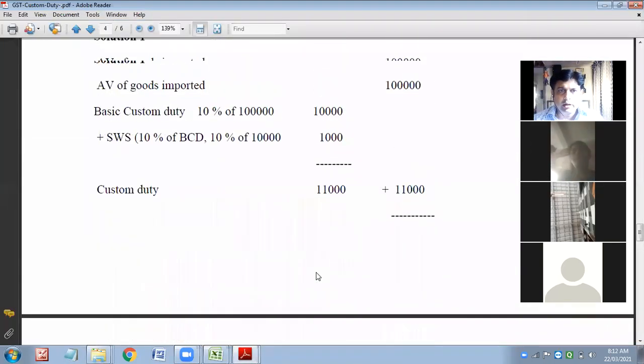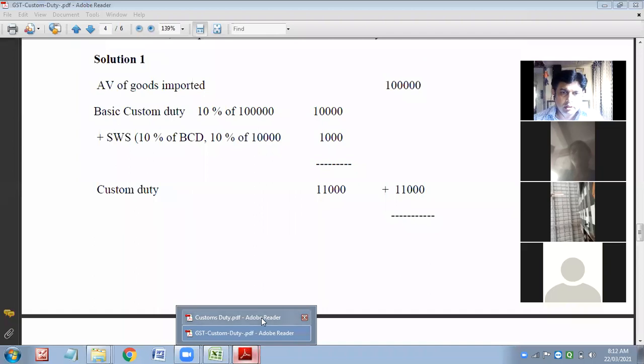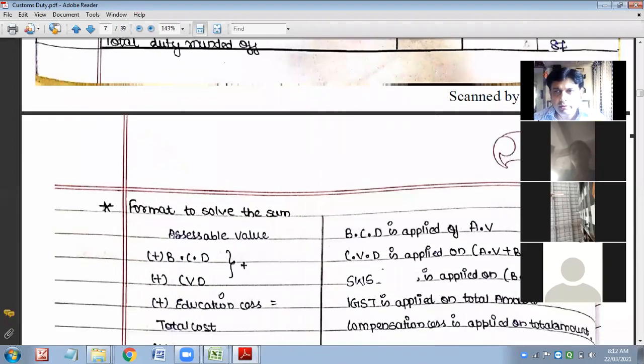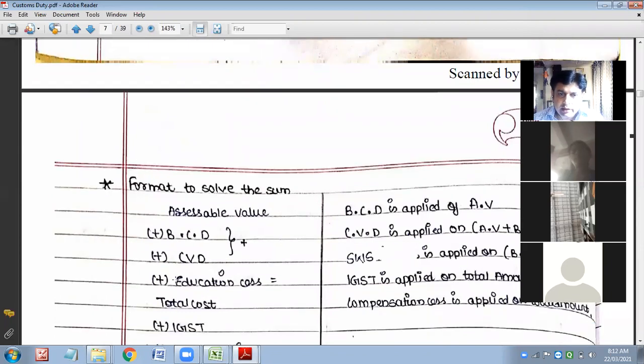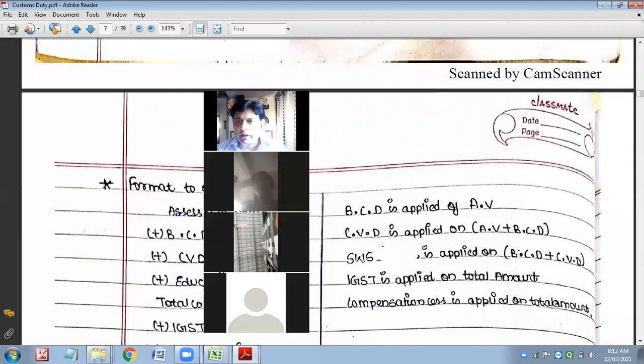We got to know that whatever the assessable value will be given, on that basic custom duty will be charged, or if there is any CVD, that will be charged. Now this education cess has been replaced by SWS. So the SWS will be applied on basic custom duty and CVD, not on the assessable value.